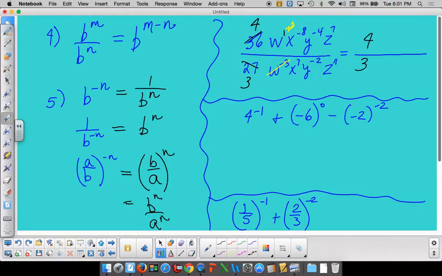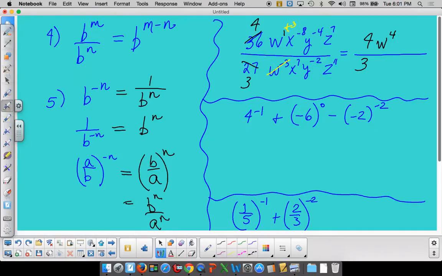I'm not sure why that didn't write very well. So when I have 1 plus 3, I would actually end up with w to the 4th power in the numerator. Okay, the x's, which one do I move? Do I move the negative 8 down or move the 7 up?